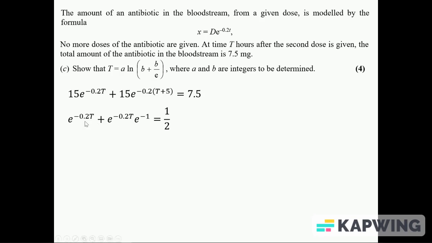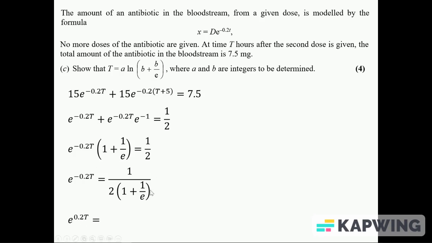Now I can take the e to the minus 0.2T out as a factor. So it'll be 1 from this one, and e to the minus 1 is 1 over e. I can divide it then by this bracket, so I'll have 1 plus 1 over e on the bottom. Because I've got a minus there, I can write it as e to the 0.2T positive, and flip this fraction, because remember this means 1 over e to the 0.2T. So I'll just flip the fraction, so it's that bottom line over 1.